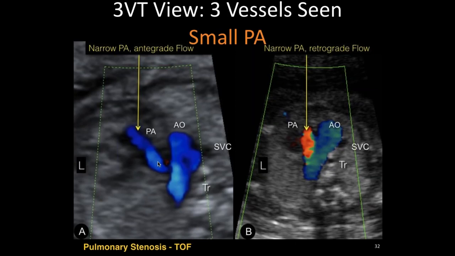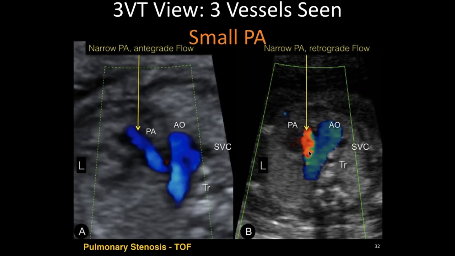So tetralogy of Fallot at the level of the three-vessel trachea view will show you an enlarged aorta because there's increased blood flow coming now from right and left ventricle, but the pulmonary artery will be diminutive in size, but still will show you forward flow in the pink type tetralogy of Fallot.